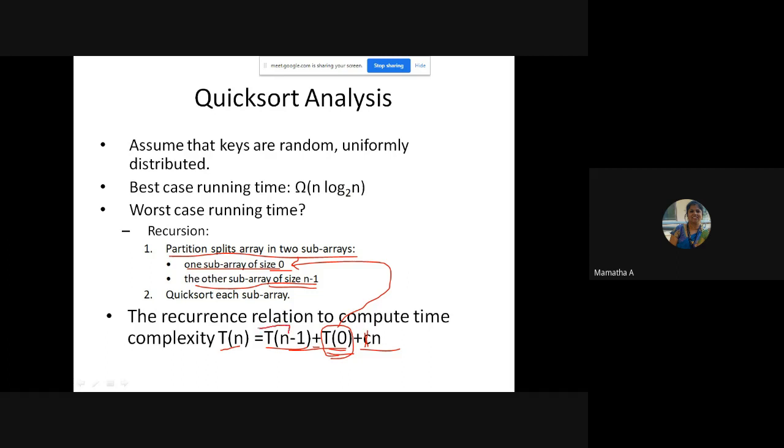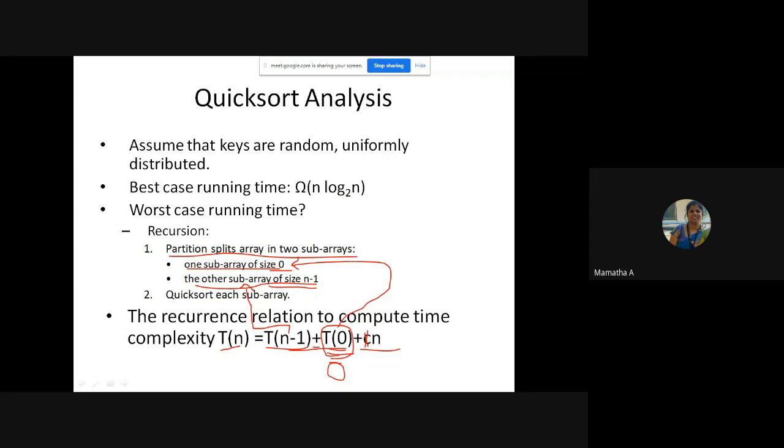And what is T of n minus 1 indicating? The time taken to sort recursively the subarray which is of size n minus 1. So T of n minus 1 plus T of 0 plus n. And we all know that T of 0 is the time taken to sort 0 elements. How much? It is 0 only. So the recurrence will be T of n minus 1 plus n.